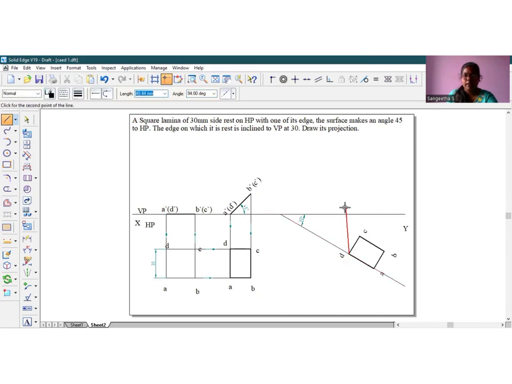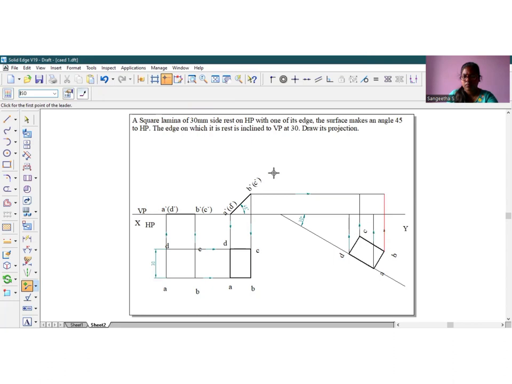So A and D come on the XY line. D is projected till the XY line and C is projected upward. And again A is projected towards the XY line. And B is projected towards the XY line. Now let's draw the arrowhead. Now let's join all the corners by using a visible line.